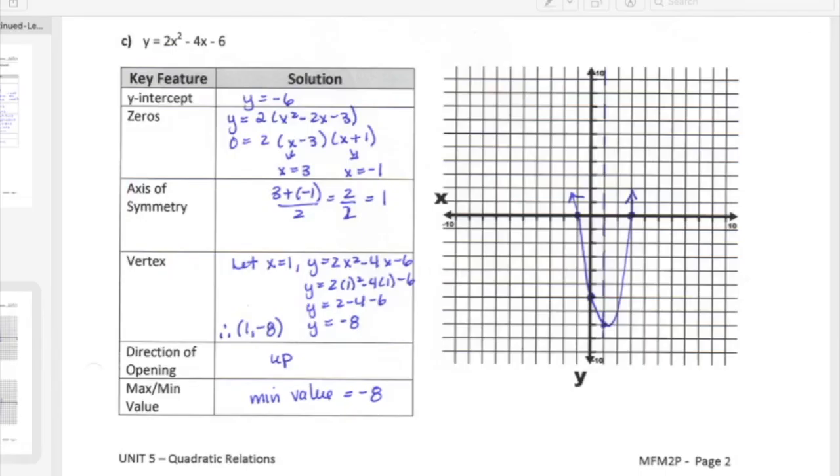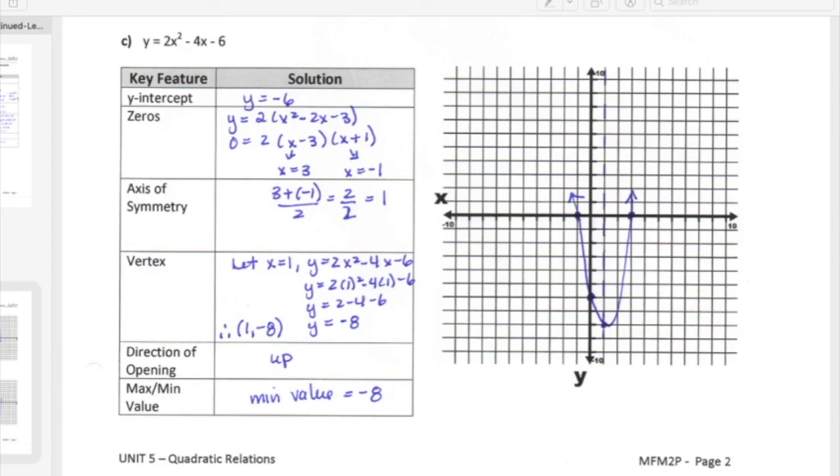This parabola is positive, right? Because we have 2x squared. It's not a negative, so that means it opens upward. Again, kind of looks like a smile, right? So our direction of opening is up. And remember the minimum or maximum value. So if it opened downward, we'd have a maximum value. Because it opens upward, we have a minimum value. That minimum value is at negative 8.